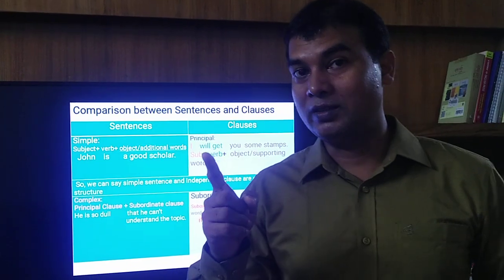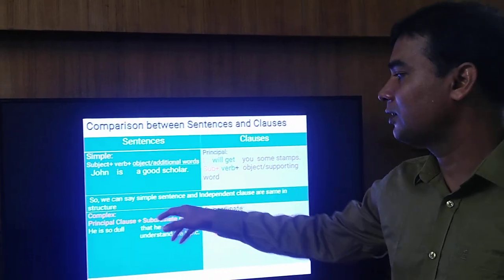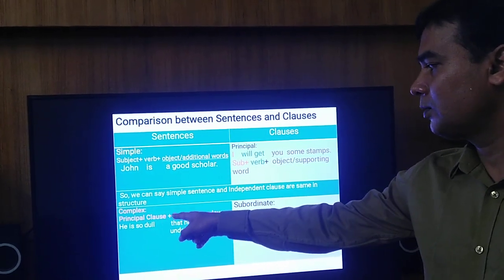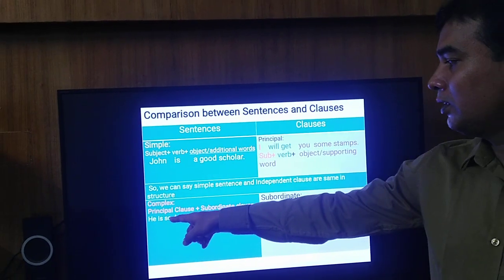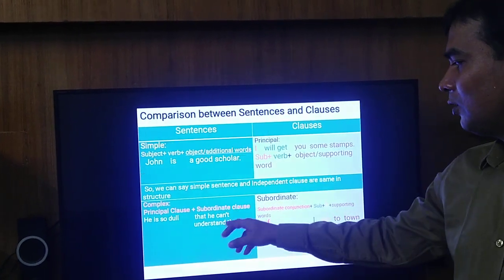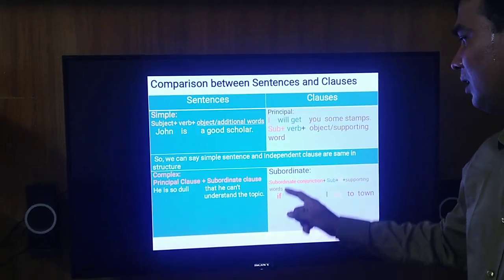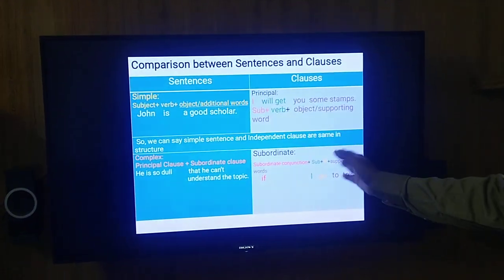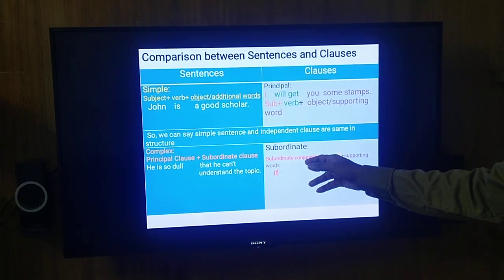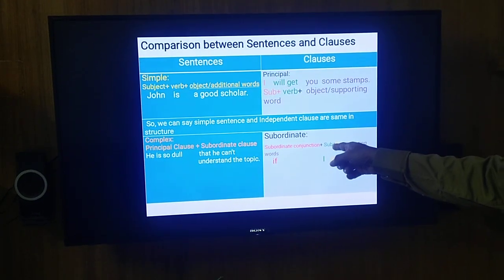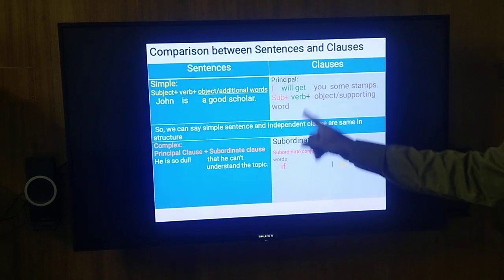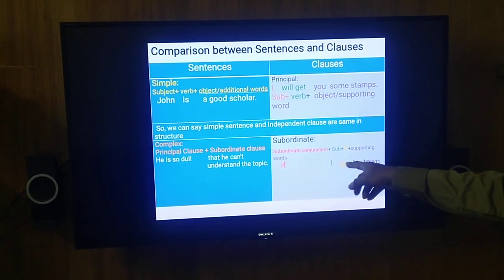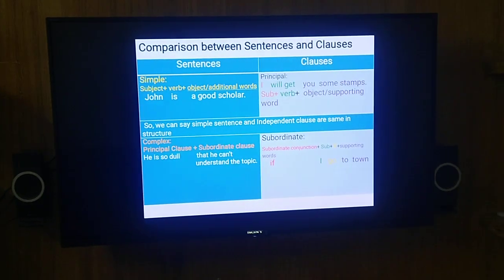You should remember it. Then complex sentence: principal clause plus subordinate clause. Example, as I told you before, he is so dull that he cannot understand the topic. And the subordinate clause structure: subordinate conjunction, then subject, then verb, then supporting words. For example, if I go to town. Okay.